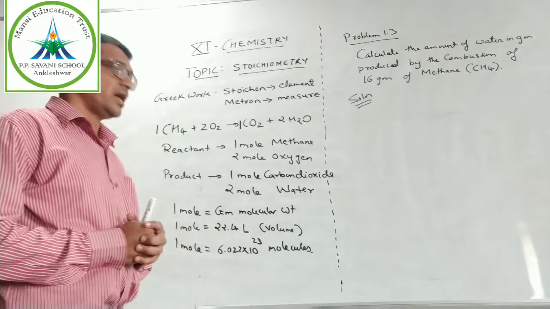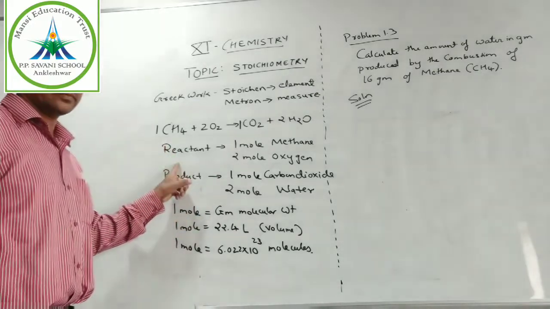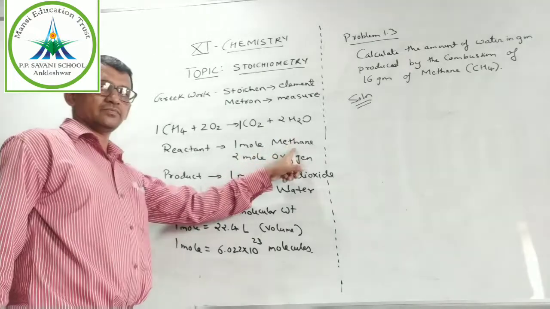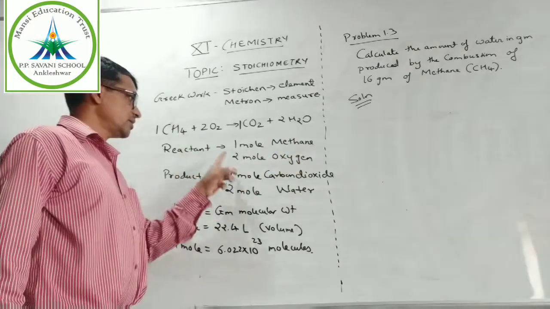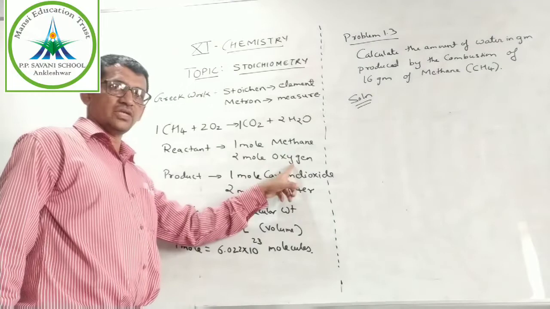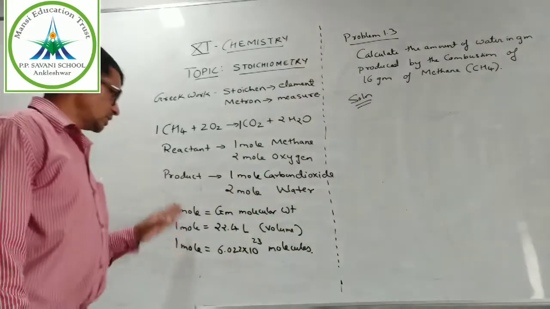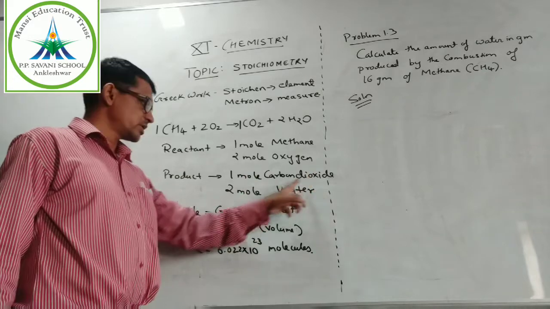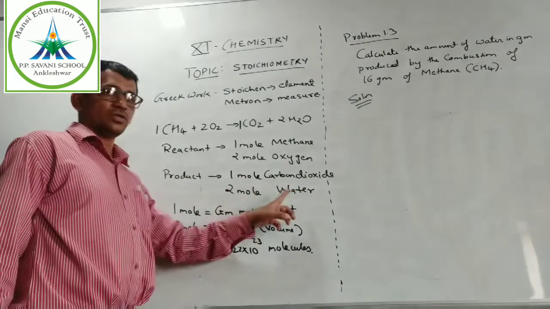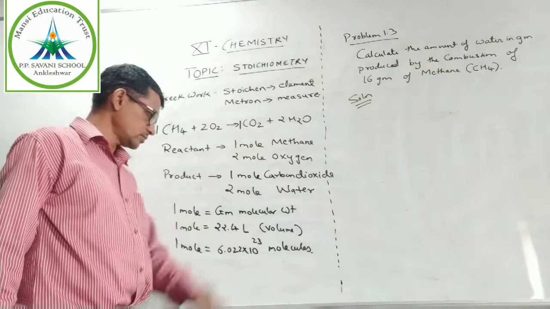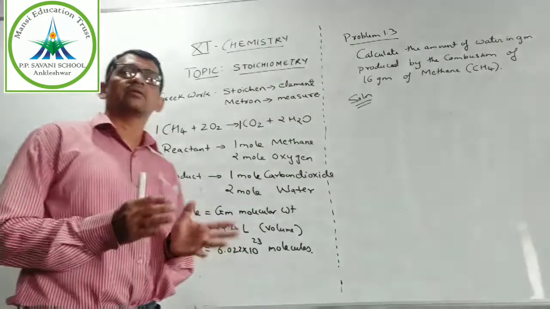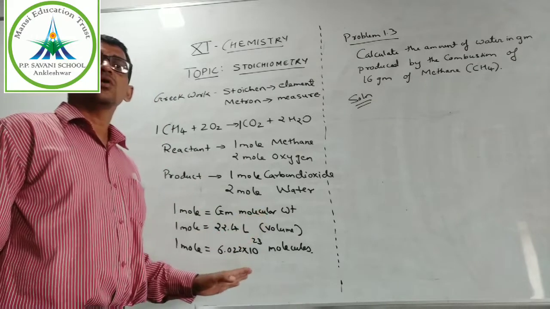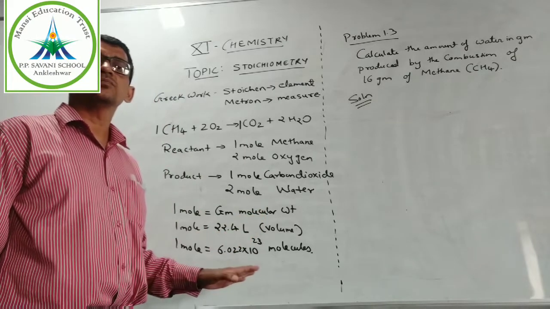You can get the idea. Reactants: I have written 1 mole of methane, and the second reactant is 2 moles of oxygen gas, O2. On the product side, 1 mole of carbon dioxide is produced and 2 moles of water are produced. Now we compare moles with molecular weights, number of molecules, and volume.